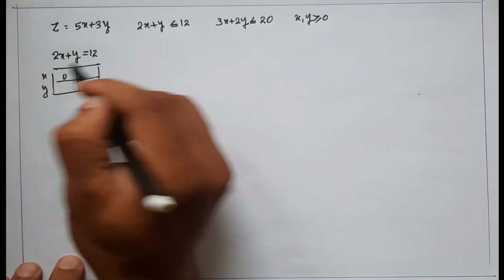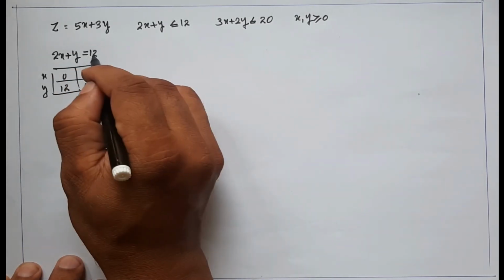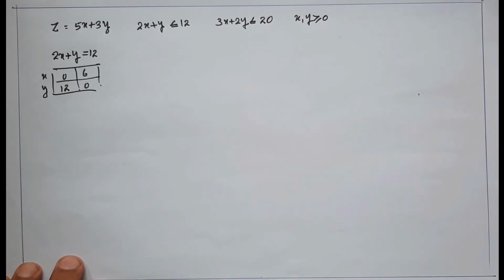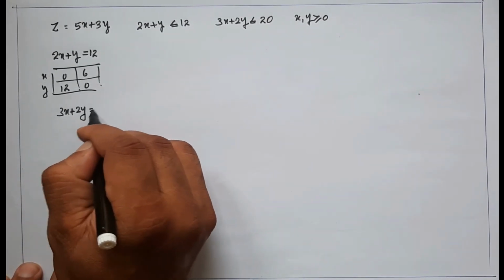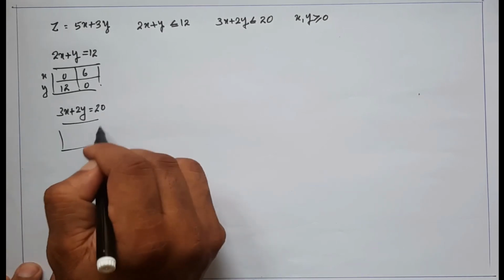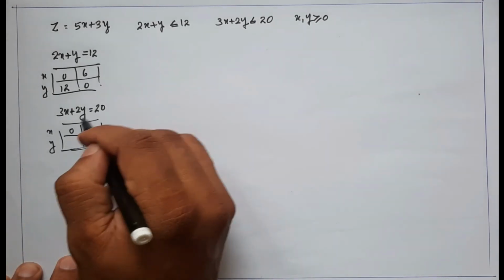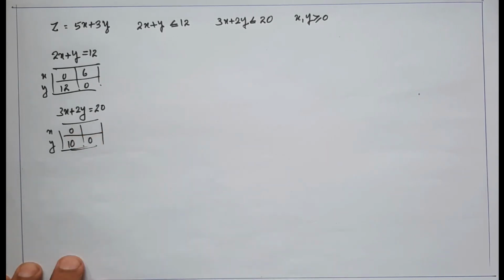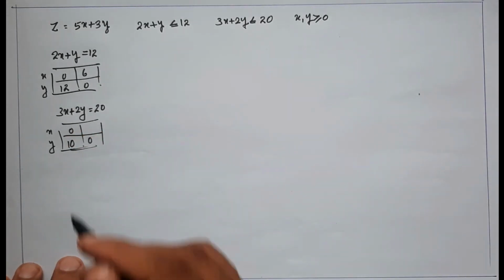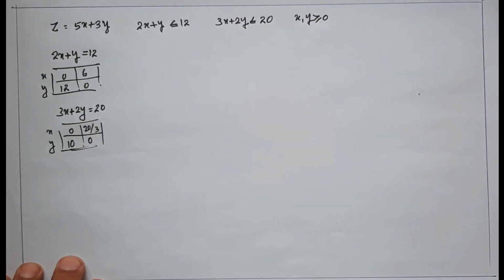Here, for x and y, first we put x is equal to 0, and we get y is equal to 12. Then put y equal to 0, we get x is equal to 12 by 2, the answer is 6. Then the second inequality, 3x plus 2y is equal to 20. Here also, first we put x is equal to 0, so 2y is equal to 20 and y is equal to 20 by 2, the answer is 10. Then y equal to 0, 3x is equal to 20, so x is 20 divided by 3, which is approximately 6 point something.